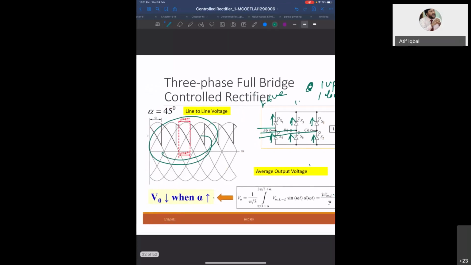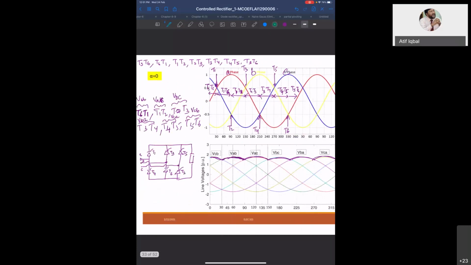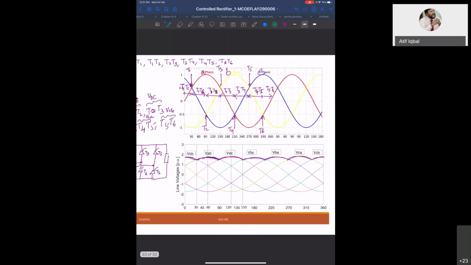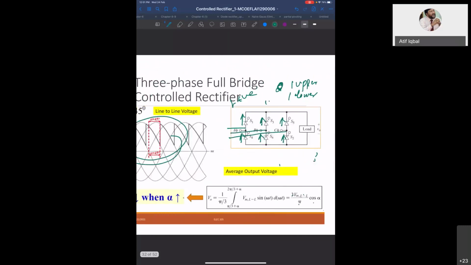I will draw it in a clearer way. Let us see this. This is very important here. Let us see what happened. Now, as I told you, suppose your number one and number two are operating. So how will the switching diagram look?